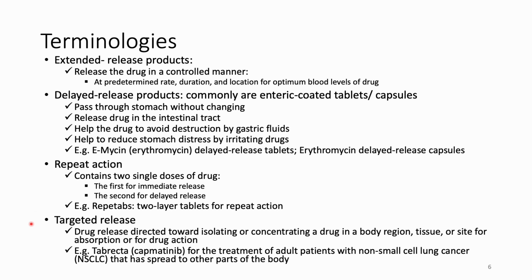And the fourth terminology is targeted release. This kind of drug is released directly toward isolating or concentrating a drug in a body region, tissue, or site for absorption or for drug action. Example, Tabrecta or capmatinib. The drug was approved in 2020 by the FDA for the treatment of adult patients with non-small cell lung cancer, or NSCLC, that has spread to other parts of the body. This drug will work by targeting the cells in the lungs directly rather than other cells.